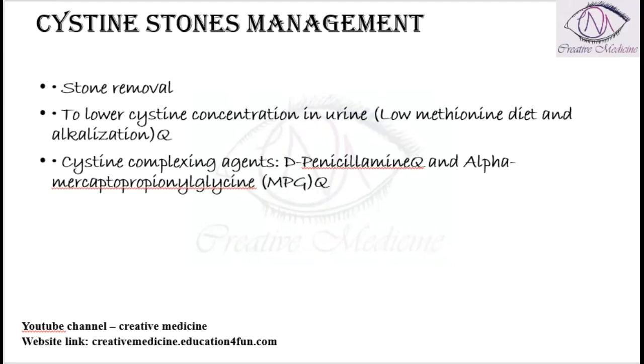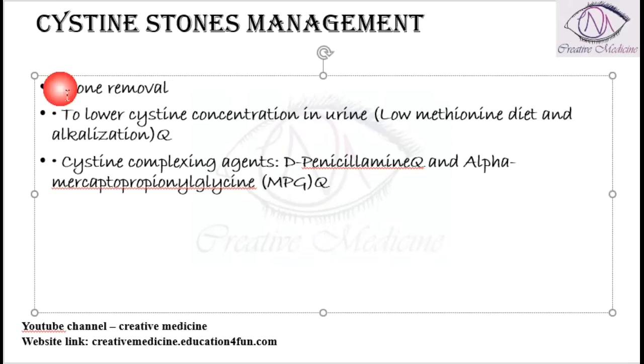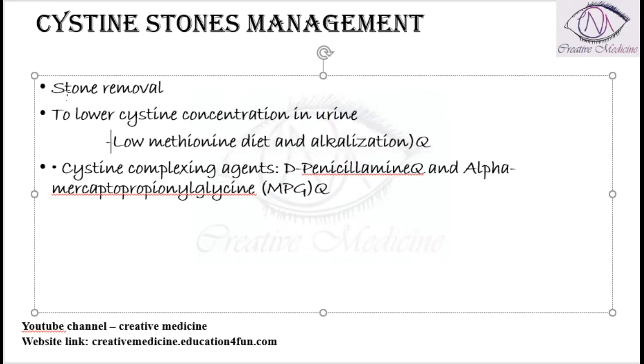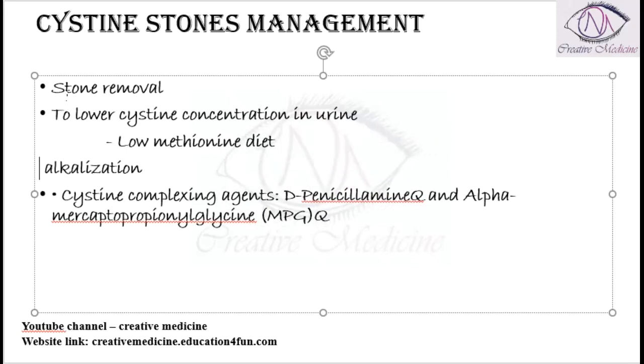So cystine stone management is, first we should remove the stone. Second, after stone removal we should decrease the cystine concentration in the urine. If we decrease the cystine concentration in the urine, the stone will not form, because once you have removed the stone, the important thing is you should prevent the recurrence. So recurrence can be prevented by lowering the cystine concentration in the urine. This cystine concentration is lowered by giving a low methionine diet, because if you give a high methionine diet, methionine directly gets converted into cystine. So in order to prevent this conversion of methionine to cystine, we give a low methionine diet to the patient.